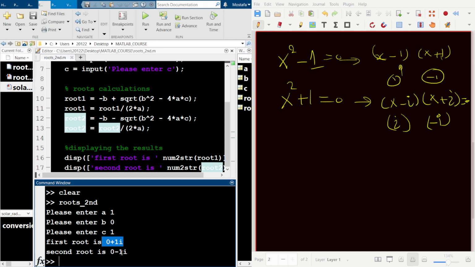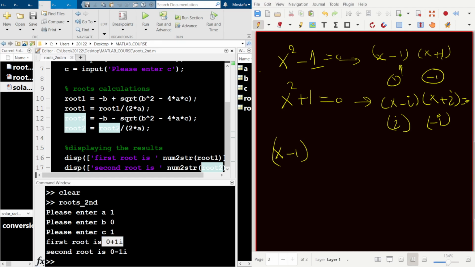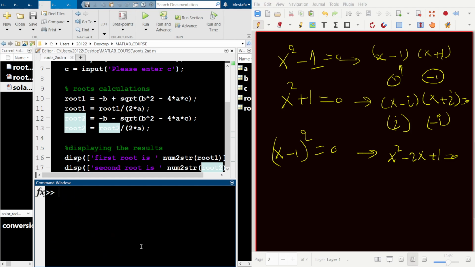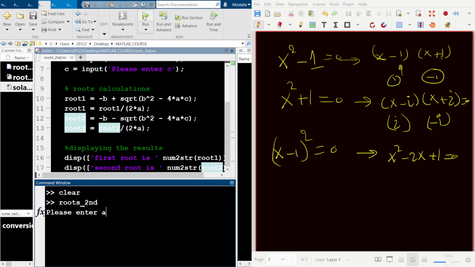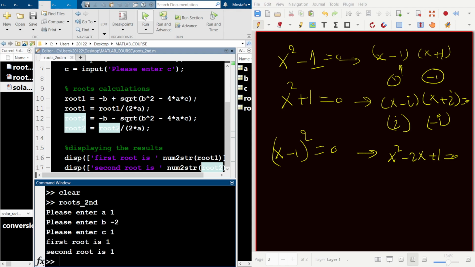Of course, we can keep doing more testing as you wish, but at this stage, we have at least some confidence. I would recommend, of course, to do more testing. For example, a case where you have two equal roots. Let's do x minus 1 squared equals 0, which is basically x squared minus 2x plus 1 equals 0. And we know there are two repeated roots which are 1 and 1. So let's test this case really quick. Run, a is 1, b is negative 2, and c is 1. And yes, the answer is correct.